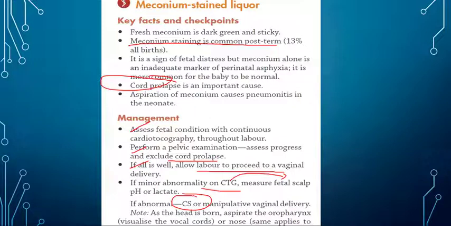And always, if meconium stained liquor is there, we keep a pediatrician beside us because most of the time the baby can have asphyxia or develop meconium aspiration during delivery. Okay.